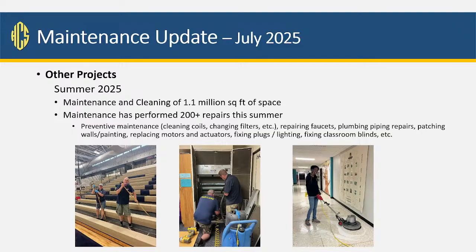Just some other things going on. I thought I'd update the board. While we're doing a ton of projects, and obviously that was not a complete list, the maintenance team and custodial staff are working for the new school year. The custodians are cleaning roughly 1.1 million square feet, which is a large space. Maintenance has already performed 200 repairs, which range from replacing pencil sharpeners, fixing curtains or blinds, all the way to replacing motors and electrical components, actuators, which are more labor intensive.